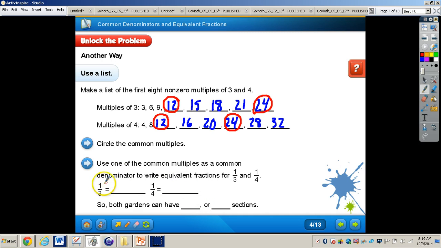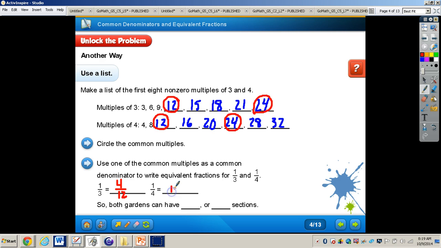Okay, so 1/3 we can see is equal to 4/12. So it's 12, my denominator. If that's going to be my multiple, we need to figure out what we're doing to 3 to get to 12. We multiply it by 4, so you multiply the numerator by 4 as well.